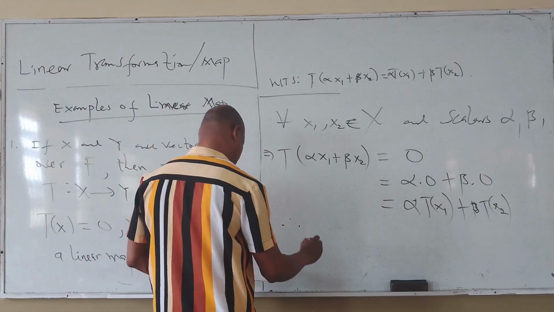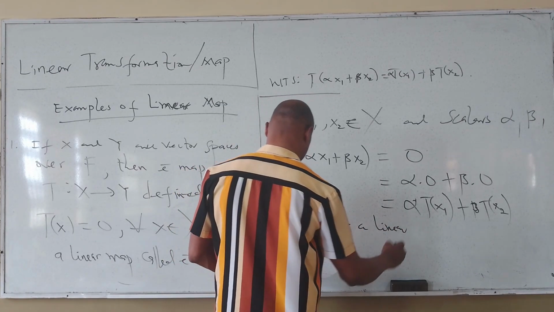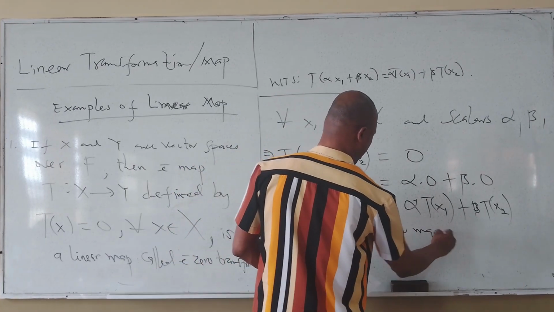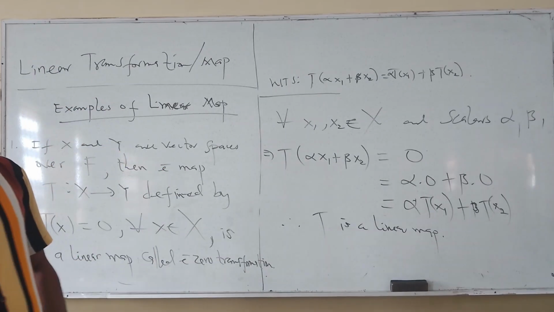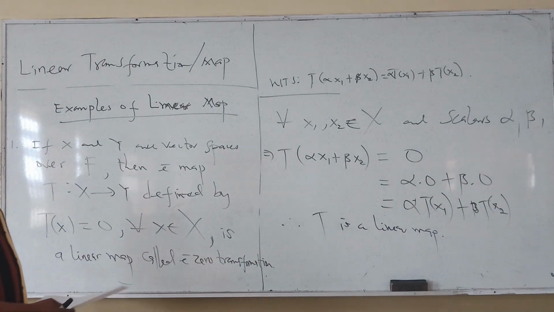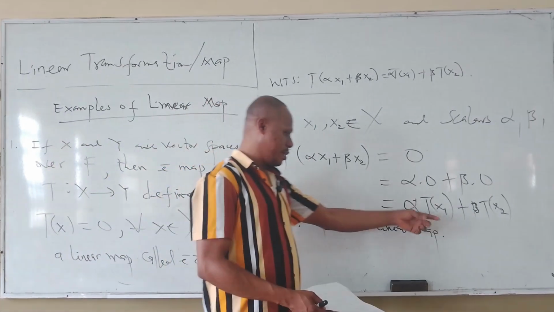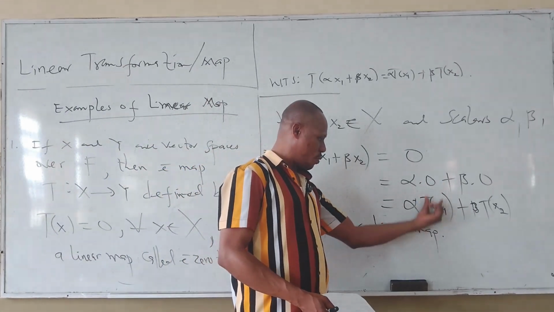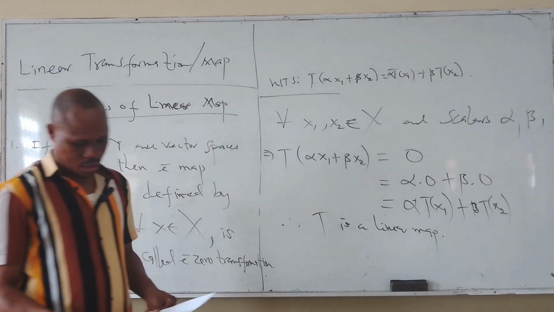So therefore, T is a linear map, or you can say it's what? A linear transformation. It's a linear map or linear transformation. Because T of whatever is still 0. So you can rewrite this as that. It's true.